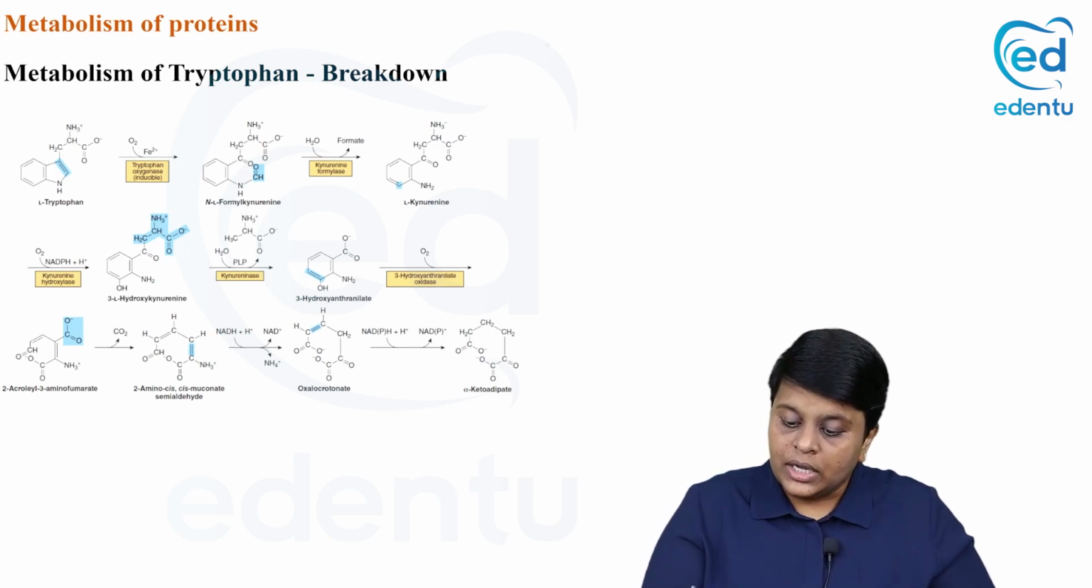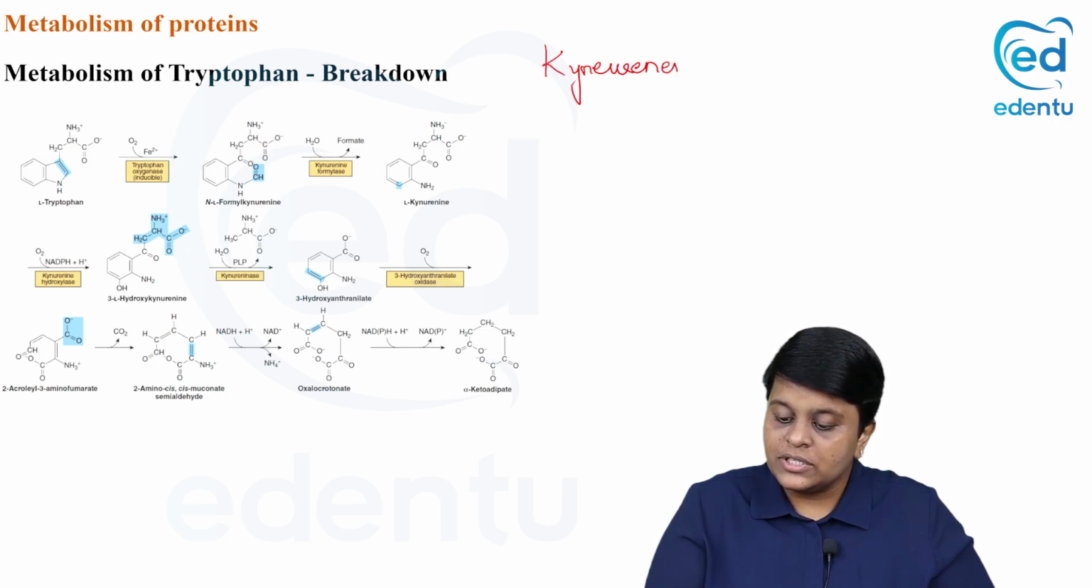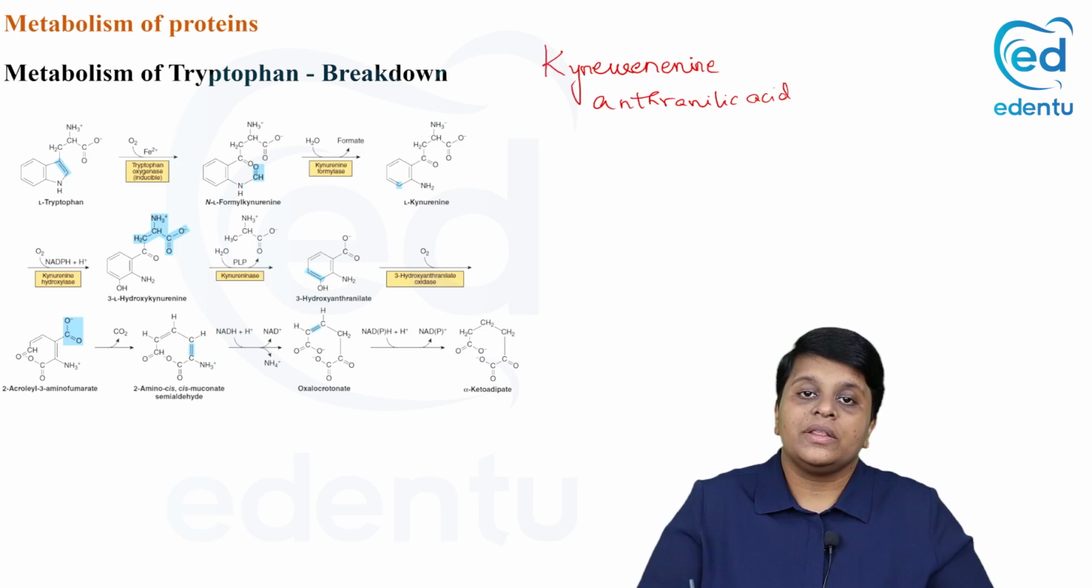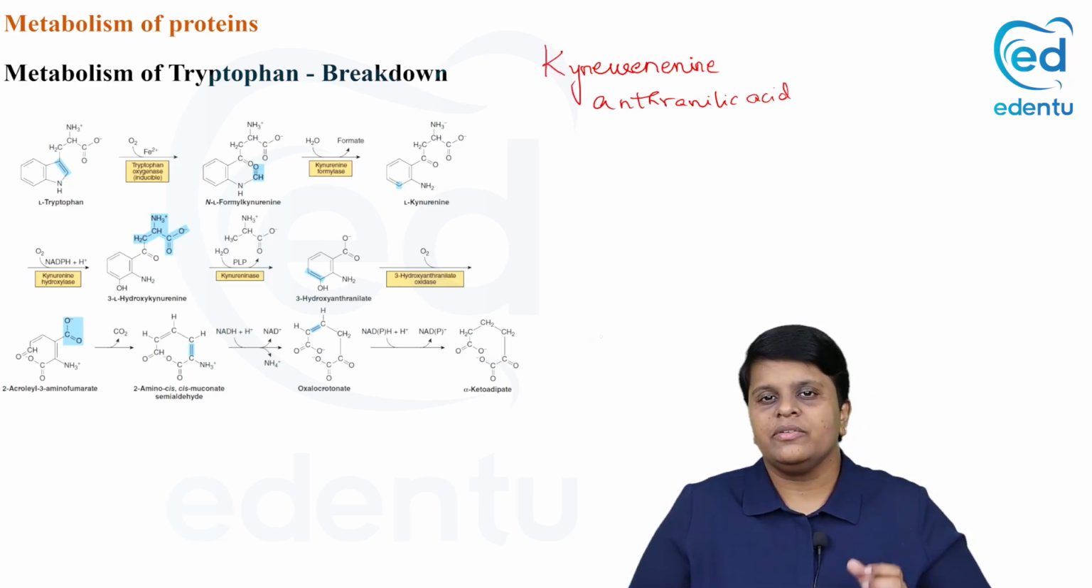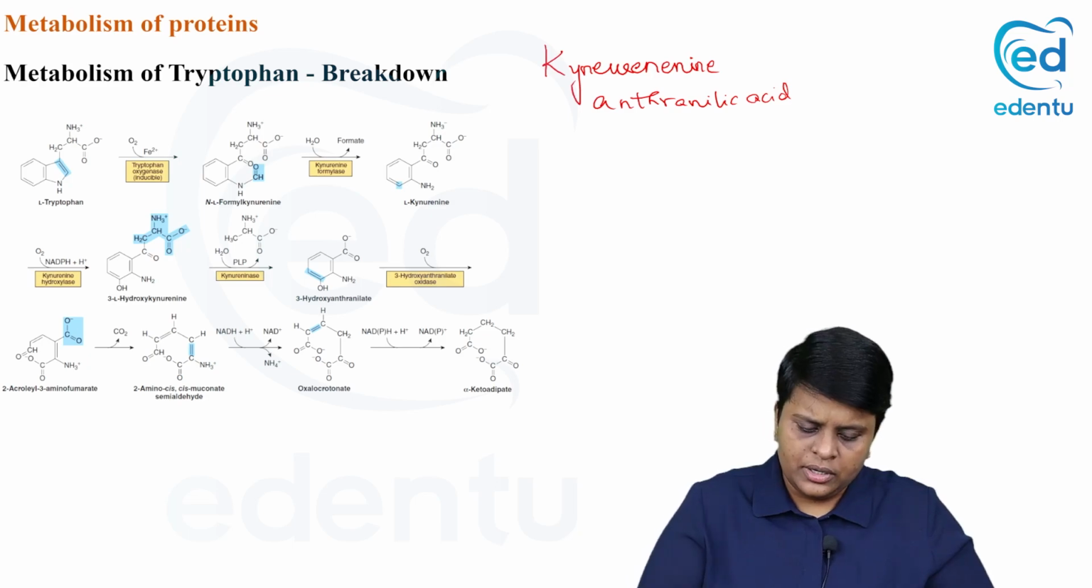This pathway is otherwise referred to as kynurenine anthranilic acid pathway. So these are all new terms. Okay. So this pathway of tryptophan breakdown is also referred to as kynurenine anthranilic acid pathway. These are the metabolites in this particular cycle.